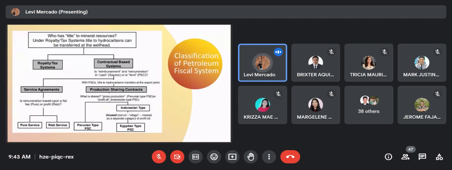So how is the decision made? Based on this table. So who has the title to mineral resources? So ito yung guide kung paano malalaman kung sino ba yung may right to mineral resource. Pero this is, I think, not applicable sa Philippines dahil hindi ko pa makita yung sinusunod natin sa Philippines. So babalikan ko kayo dito.